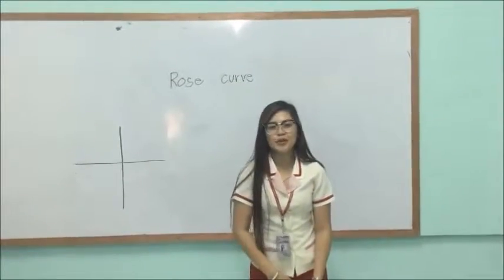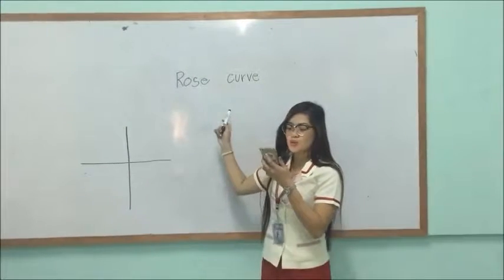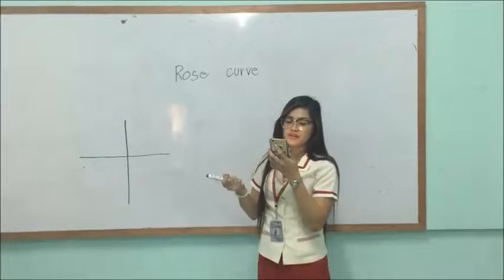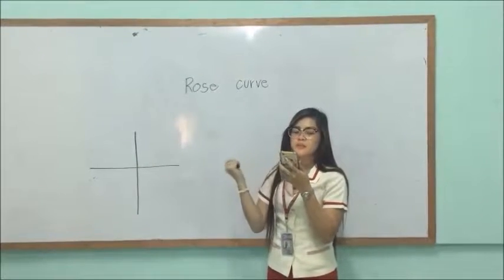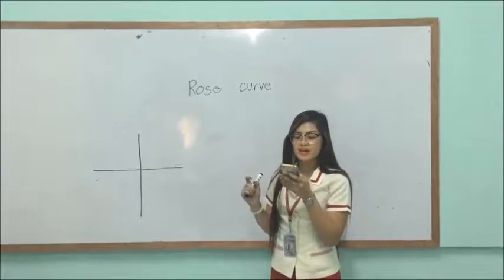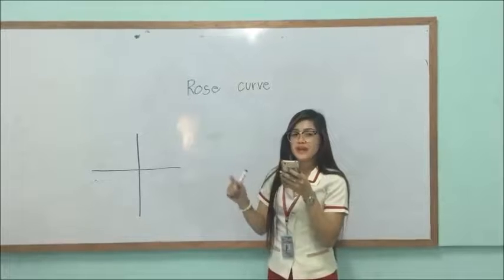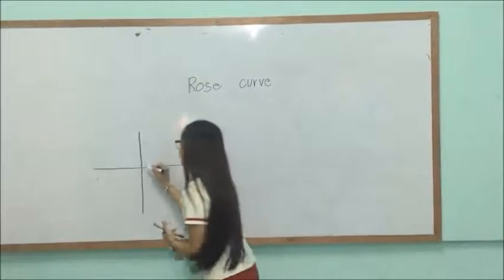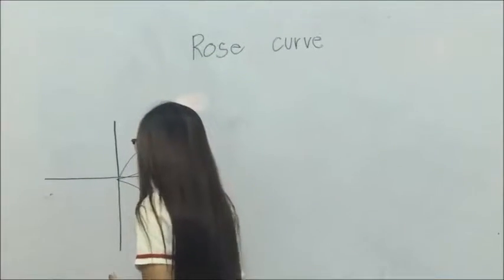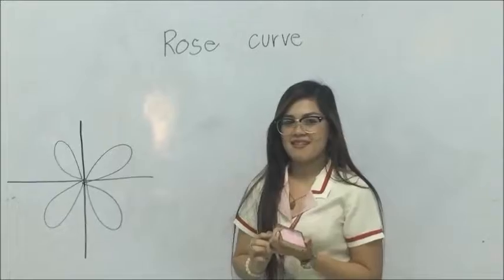The next type of polar equation is what we call the rose curve. A rose curve is usually a smooth curve with loops that resemble petals. The number of petals depends on the value of n, and the value of a is the length of the petal. So it can look like this, depending on the value of n.